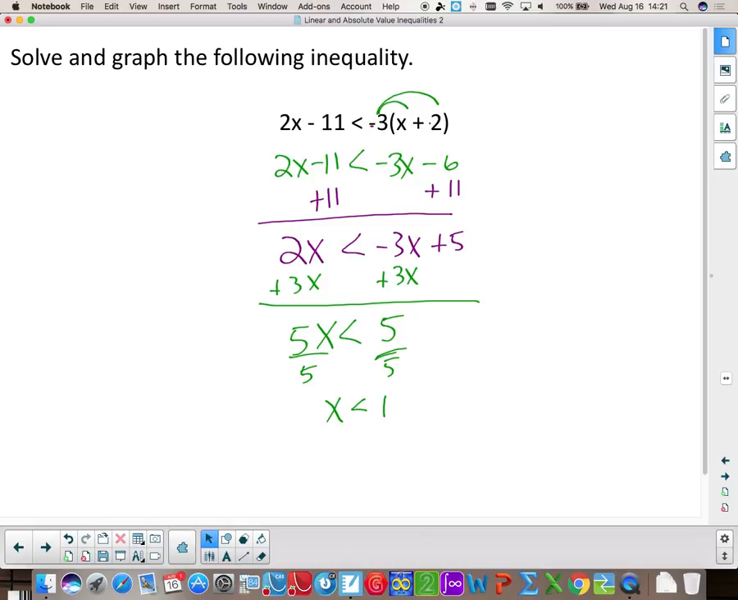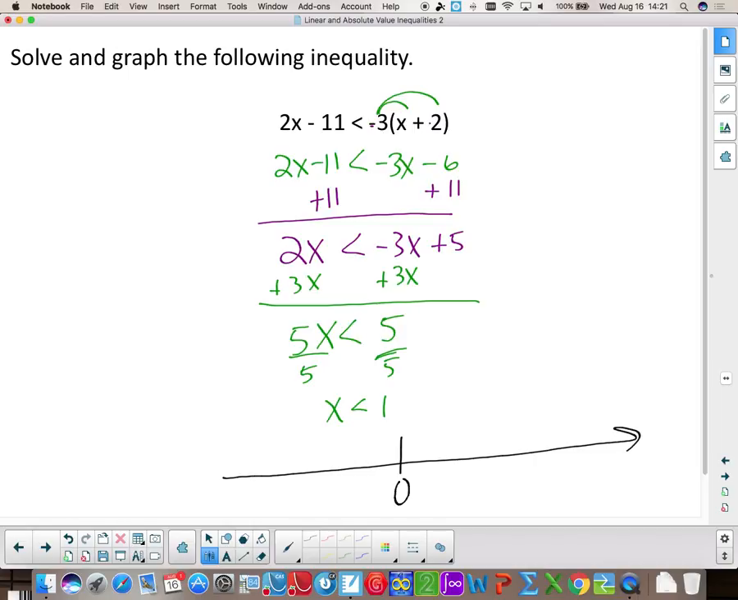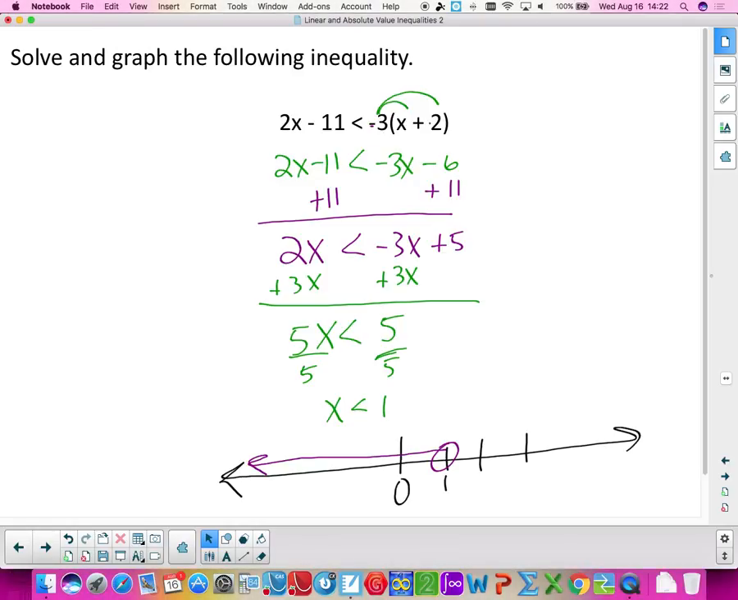I am pretty mellow about that, as long as the math works out. What's the graph going to look like? Okay, open circle. Okay, so there's 0. Here's 1. Open circle, pointy that away. Okay. So the only thing that's really new is the graphing today and changing the inequality when you multiply or divide by a negative. Okay?